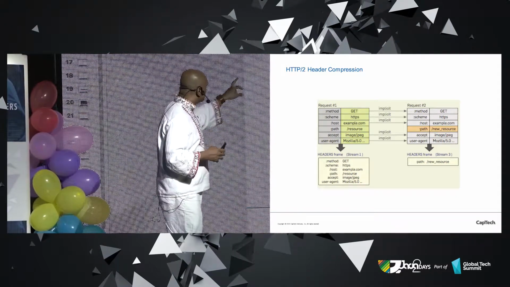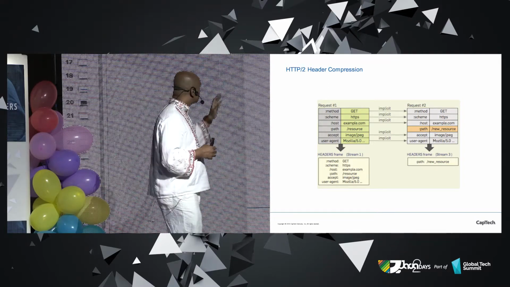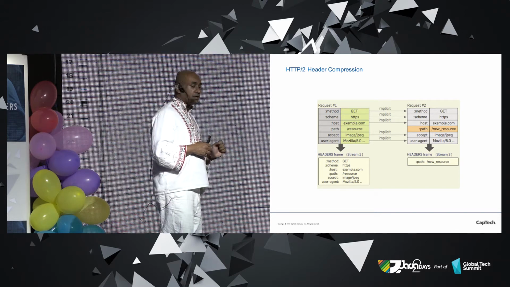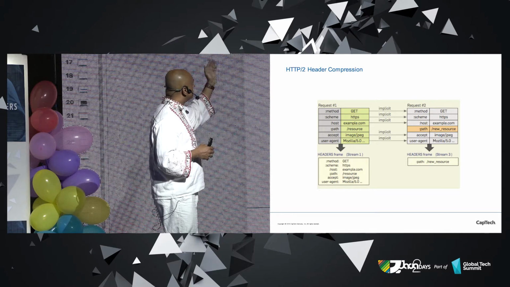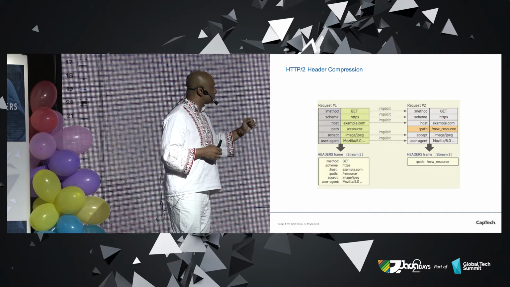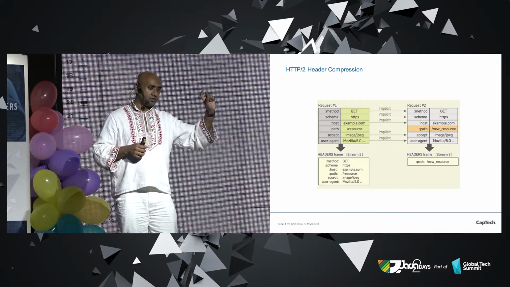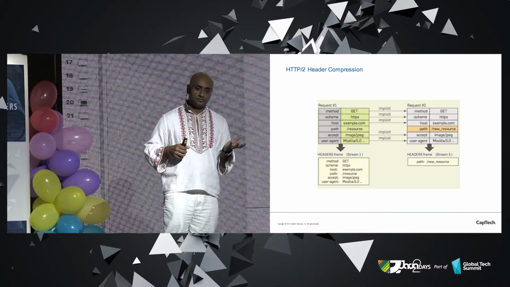All right? So let's take a look at an example of request 1 and request 2 in this case. These are requests to get two different JPEG images. Okay? So the accept header is the same, the method is the same, the scheme is the same, the hostname is the same, the user agent is the same, and a whole bunch of other header information, both on the request and response cycle, is all duplicated across each request.